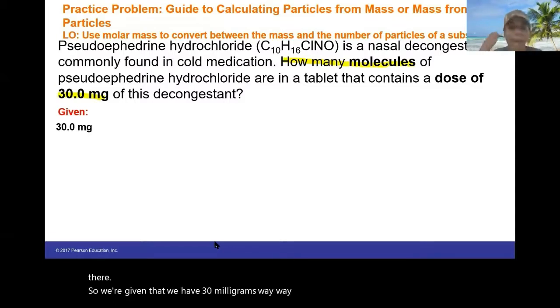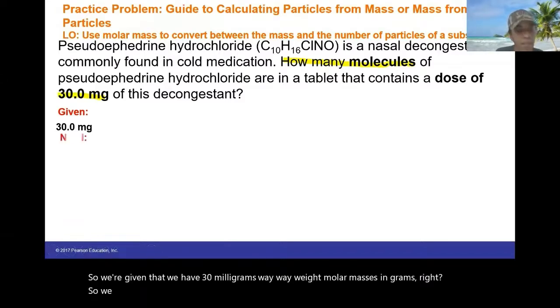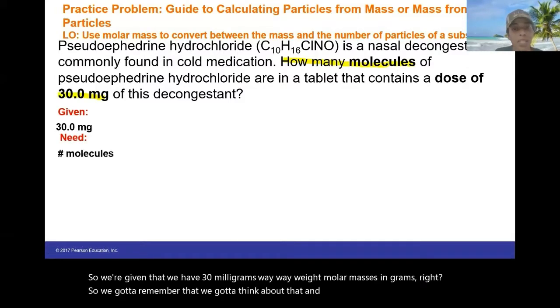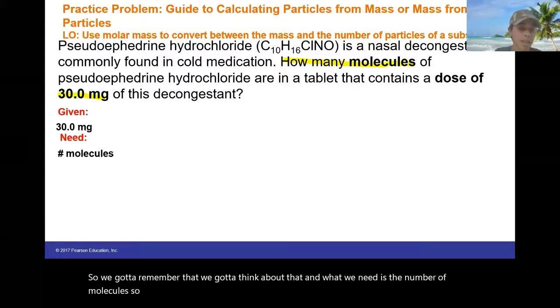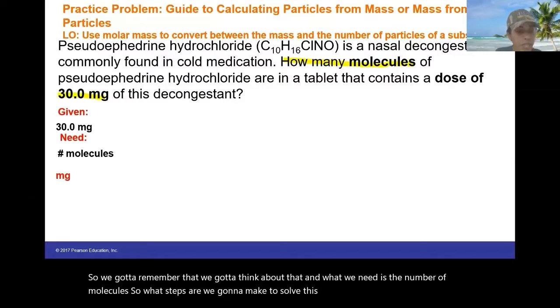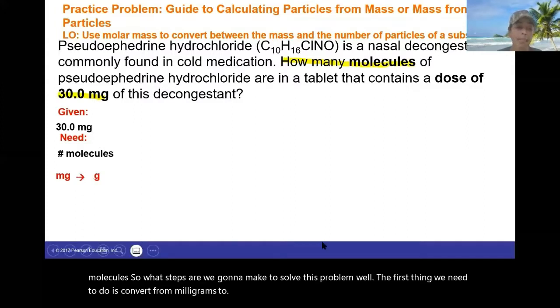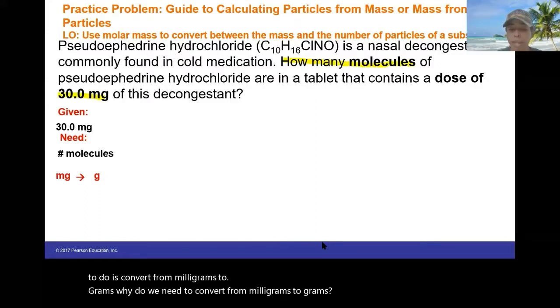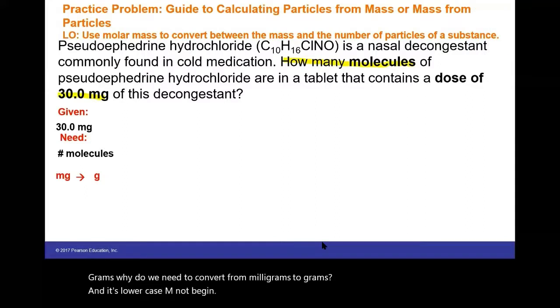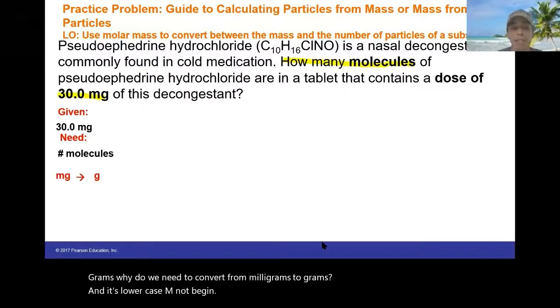Wait. Molar mass is in grams, right? So we got to remember that. We got to think about that. And what we need is the number of molecules. So what steps are we going to make to solve this problem? Well, the first thing we need to do is convert from milligrams to grams. Why do we need to convert from milligrams to grams? And it's lowercase m, not big M. Why do we have to convert? Right, Patrick, because molar mass is in grams.